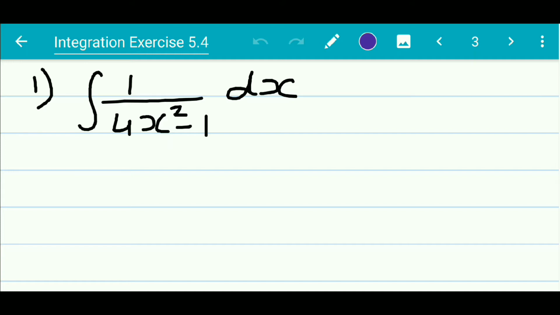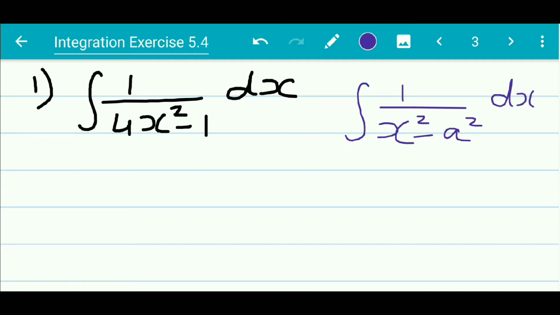Now looking at the sum, we feel that it looks similar to this first formula. Isn't it the formula for 1 upon x square minus a square dx? Yes, it is similar to that formula. The only difference is that in the formula, as you can see, the coefficient of x square is 1. Okay, whereas over here in the question given to us, the coefficient of x square is 4.